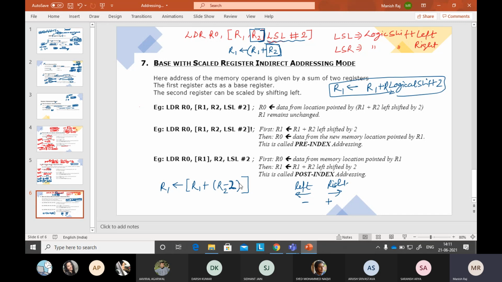Okay, if I am using the word logical SLL, then I am shifting 2. So this is the address now. First you are using the R1, plus R2 minus 2. Is it clear? You are shifting 2 value in the R2 register, you are shifting 2 points, and you are reaching that point, and you are adding with the R1. After that you will get the address, and this total address will be stored in the R0. So that is the thing.